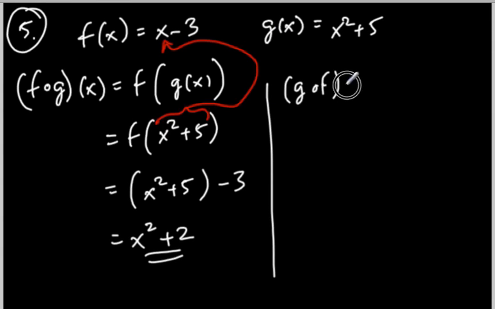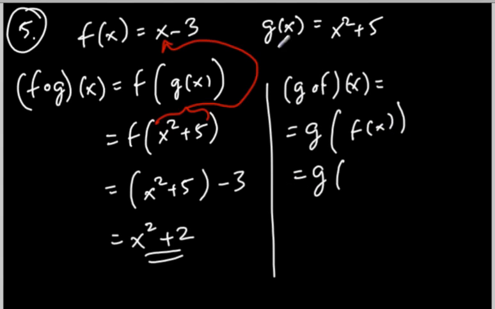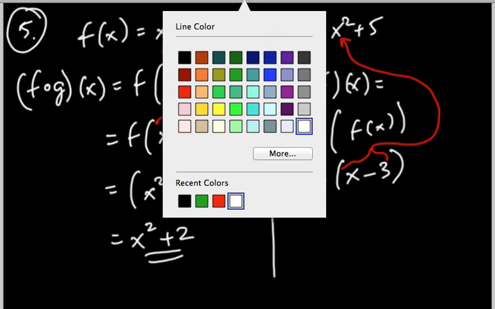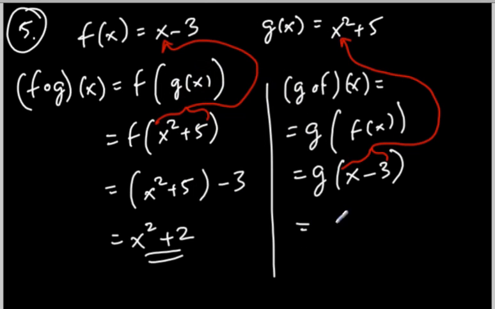G of f of x is, I'll just write that equal here, so g of f of x, so that's g of x minus 3, because that's what f of x is. And literally all you're doing, as always, is you're taking this value, this argument, and you're plugging it right into that x over there. So it's simply equal to something squared plus 5, and it's just going to be x minus 3, because that's the argument right here. And you can leave this alone if you want. If you want to expand it, that's fine too.